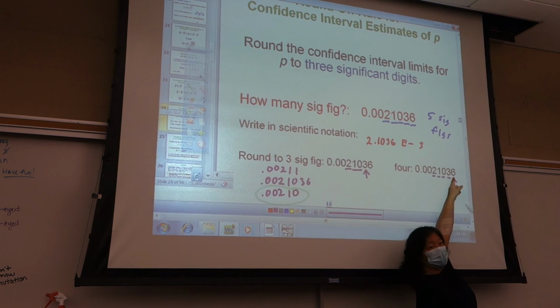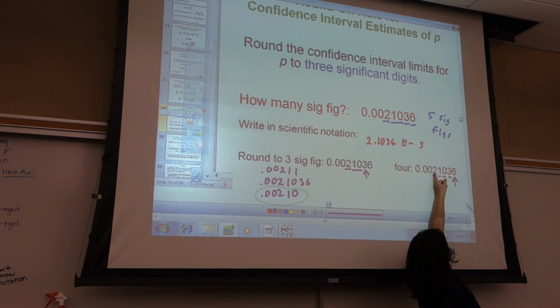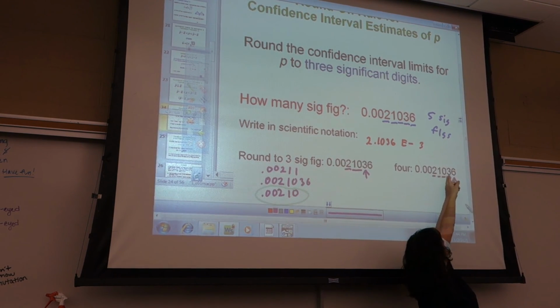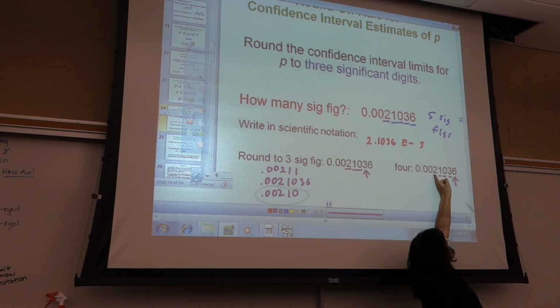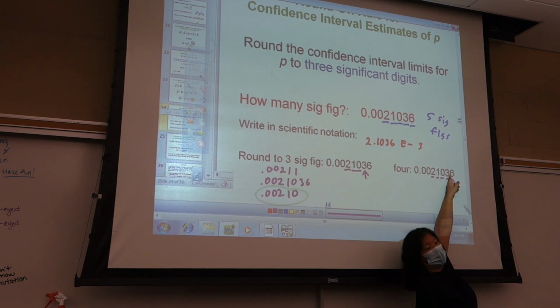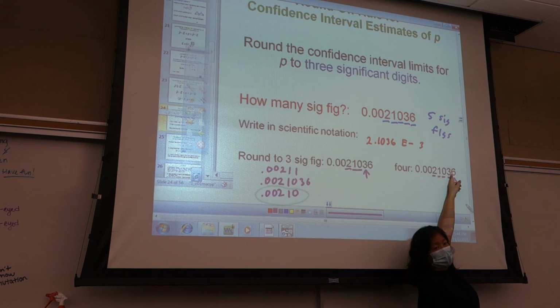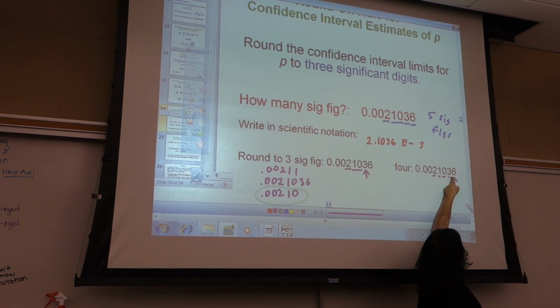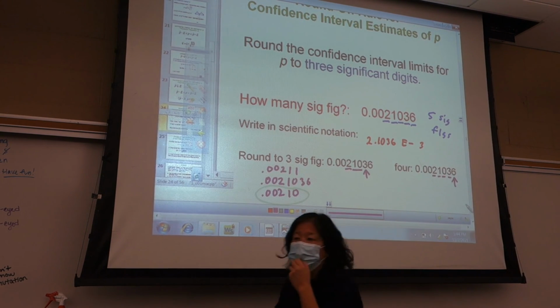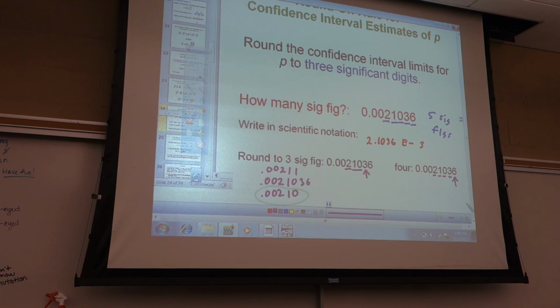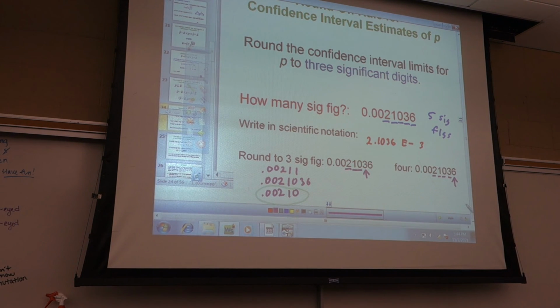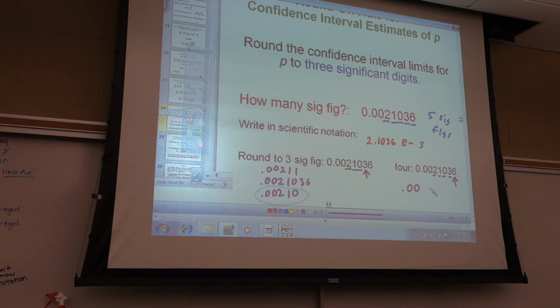Do you see what I'm saying? Is it closer to 2104 or closer to 2103? It's closer to 2104 because this is more than half. It's a 5 or more. So this is going to round up to 0.002104. Questions? No? Do you want to check with your neighbors, or is everybody on board?